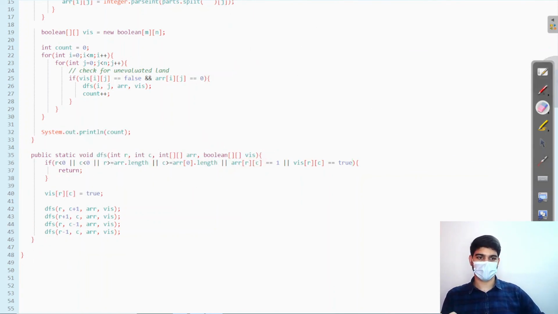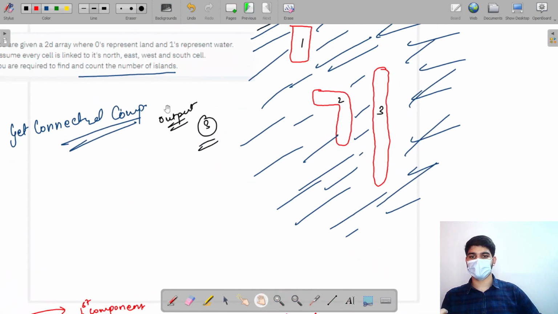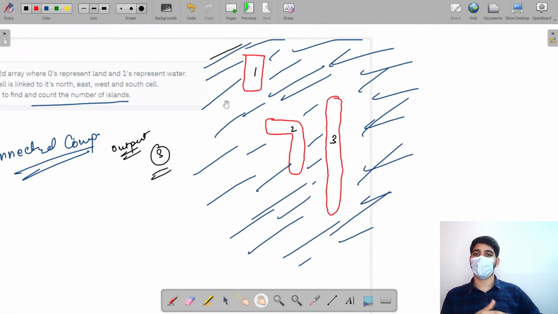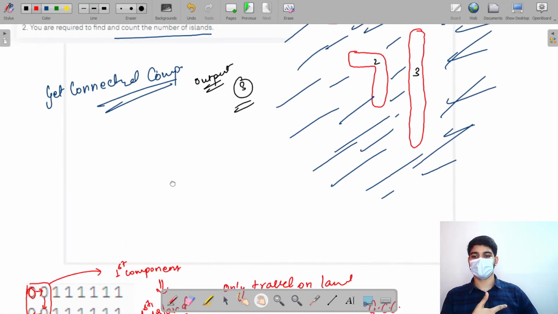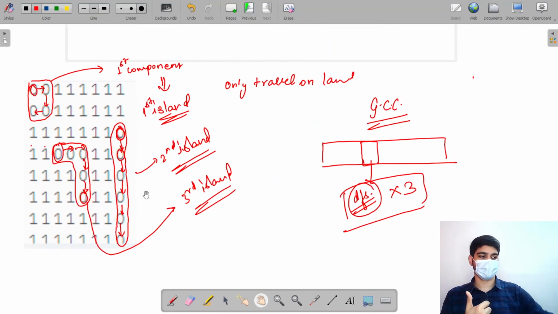So I hope you understood how we did this question. I hope you are able to visualize how islands are forming inside the water, which is ones. And I hope you understand the concept of components being islands. If you don't clearly understand the concept of GCC, I would request you to go back and watch that video and then come back to this video and try this question again.